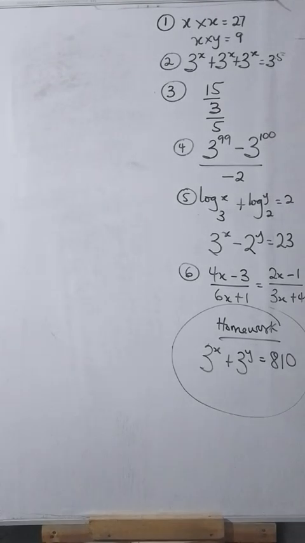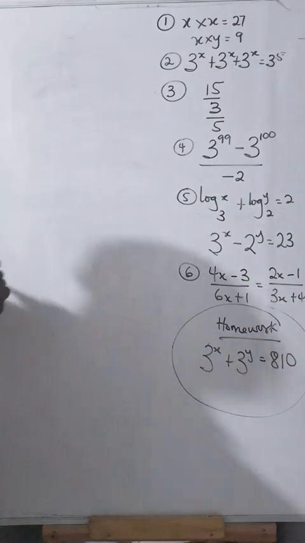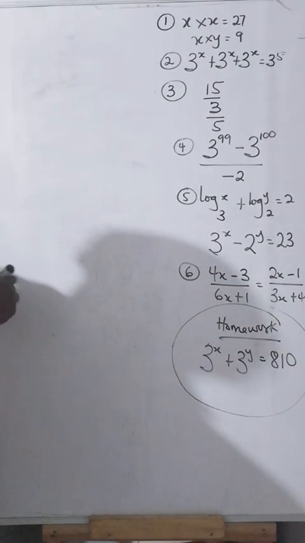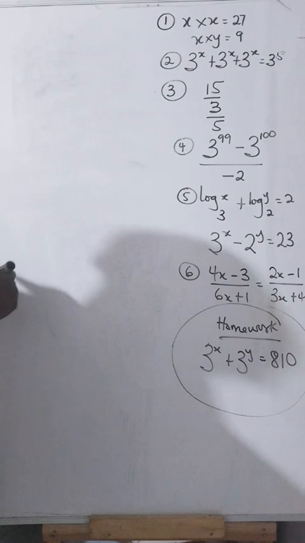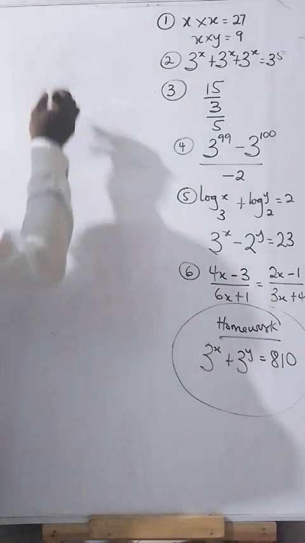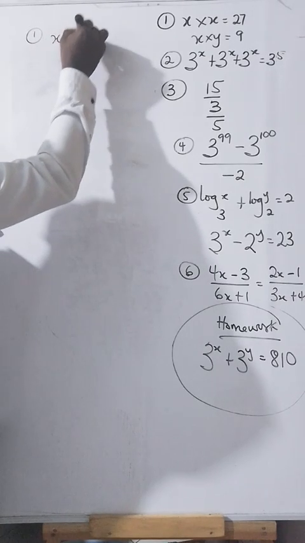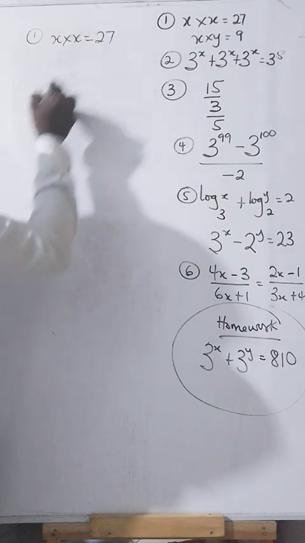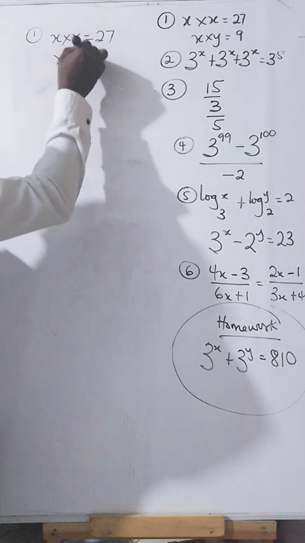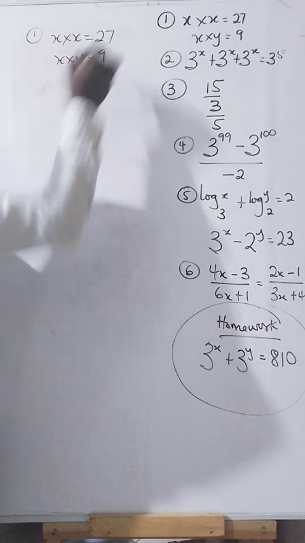Okay, so I want to solve these questions. Previously we were live and some of you couldn't join, so we want to solve these questions. And so we have the first one to be x times x equals 27, then x times y equals 9.